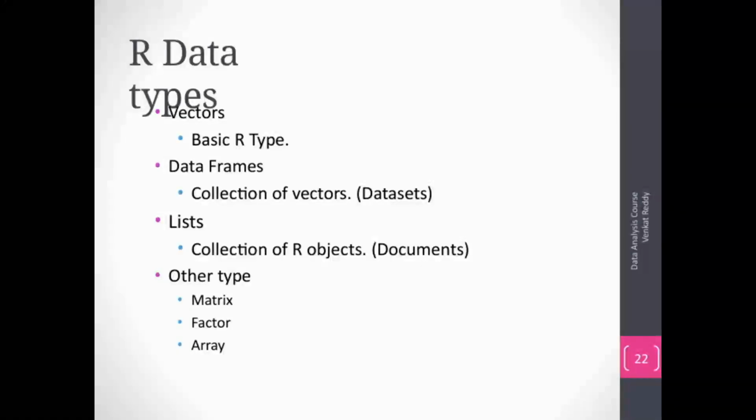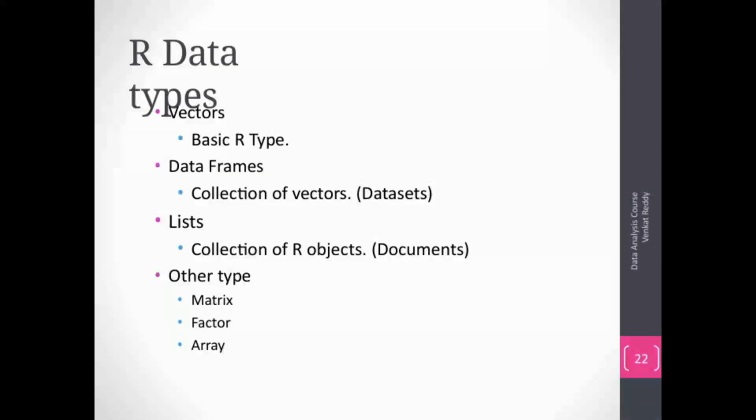Moving on, lists are more flexible collections. They can hold different types of R objects, such as vectors, data frames, or even functions, making them very versatile. Other important types include matrices, which are two-dimensional arrays of elements all of the same type, factors, used for categorical data, and arrays, which are multi-dimensional generalizations of matrices. Understanding these data types is key because they form the foundation of data manipulation and analysis in R. Each type serves a specific purpose, and knowing when to use them helps us work more efficiently and effectively in our data analysis projects.